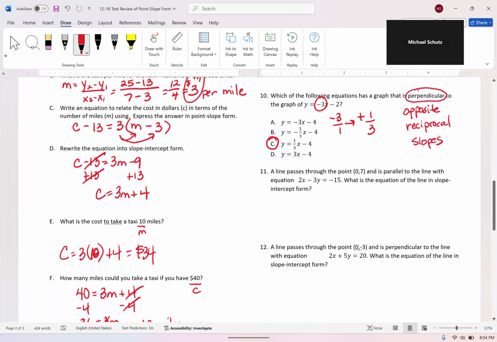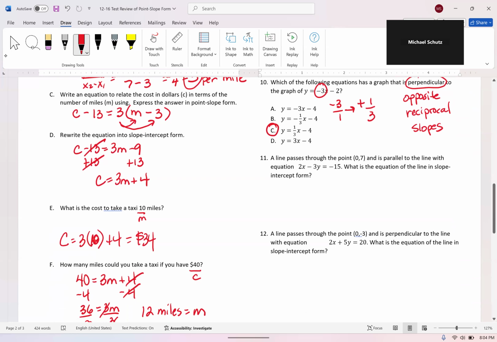Okay, number 11. A line passes through the point (0, 7) and is parallel to the line with the equation 2x minus 3y equals negative 15. What is the equation of the line in slope-intercept form? So I've got to take this 2x minus 3y equals negative 15 and find the slope by solving for y. So we're going to subtract 2x. Negative 3y equals negative 2x minus 15. Divide everything by negative 3.